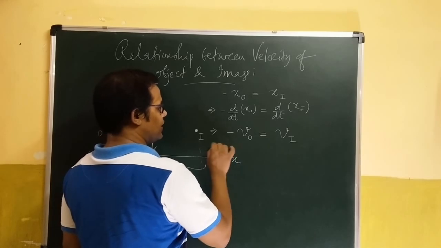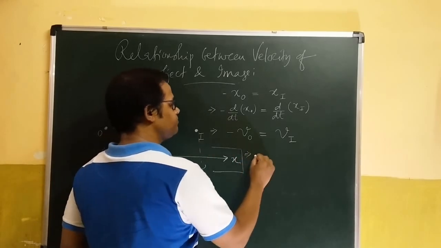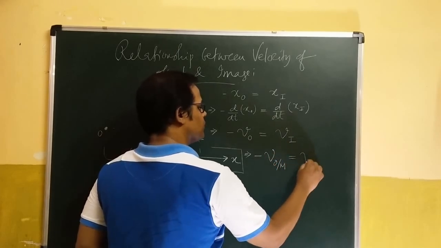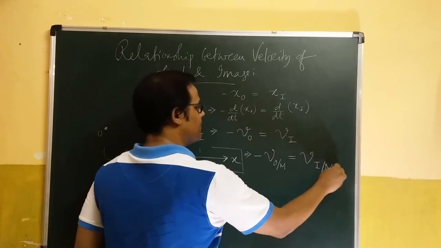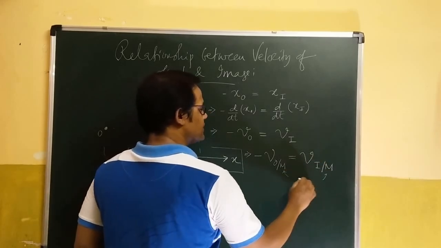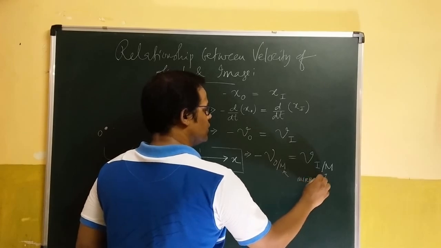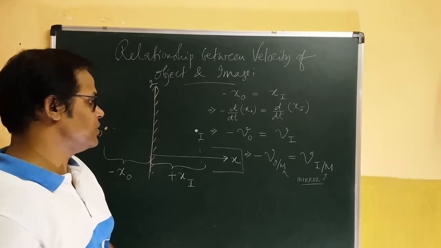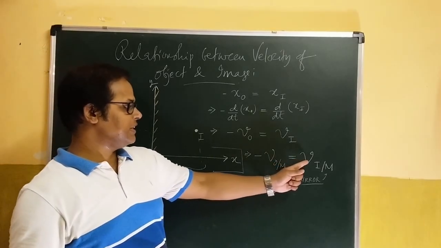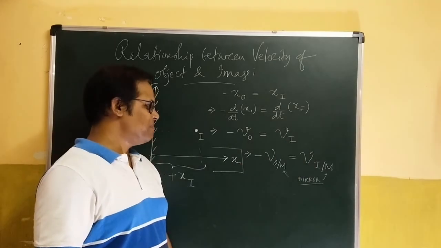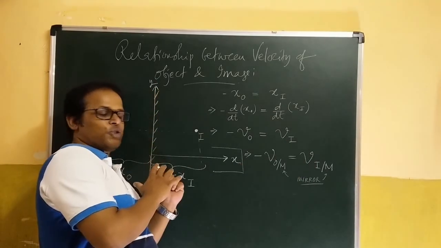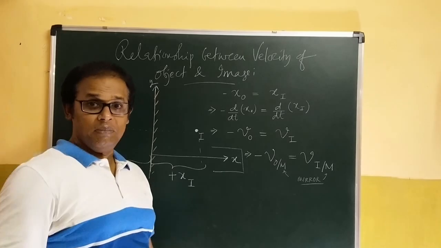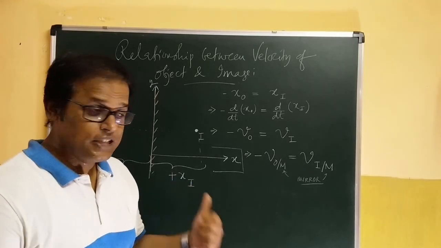Or we could have also written this as minus v naught with respect to m is equal to vi with respect to m, where m in both cases stands for mirror. This is called, at a slightly higher level of study, the relative velocity of the object with respect to the mirror, or the relative velocity of the image with respect to the mirror. I mean to say, from the mirror's point of view, what is the velocity of the object? From the mirror's point of view, what is the velocity of the image? Hope I am getting you clear.